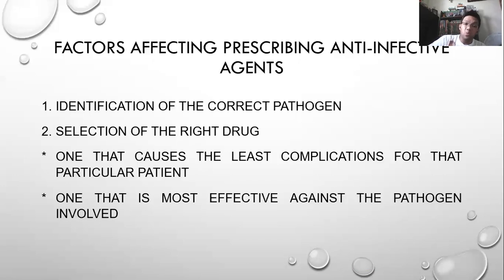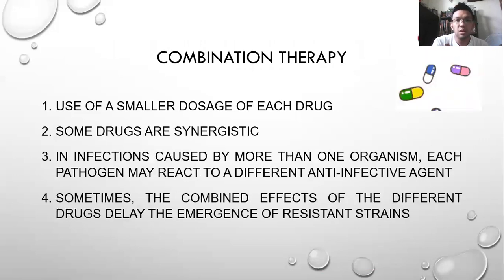The right drug is one that causes the least complications for that particular patient and one that is most effective against that pathogen that is involved. Combination therapy, so there are certain drugs that are combined together, such as antibiotics. Number one, use of a smaller dosage of each drug. And some of these drugs are also synergistic together. So they help each other out in treating or combating the infection. That combination therapy is done most especially to patients who have pulmonary tuberculosis or patients who have leprosy.